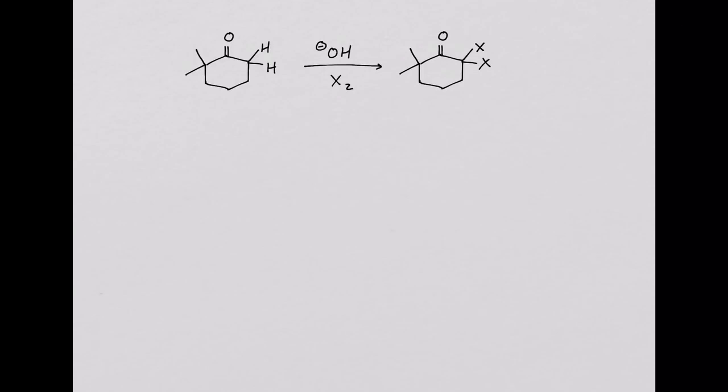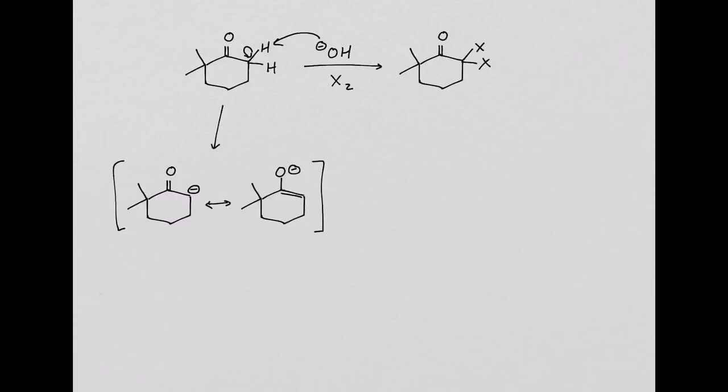The mechanism for this process is exactly the same as we saw previously. In the first step of the mechanism, hydroxide ion deprotonates the ketone to form the enolate ion. The enolate ion then attacks the halogen to form the monohalogenated product.